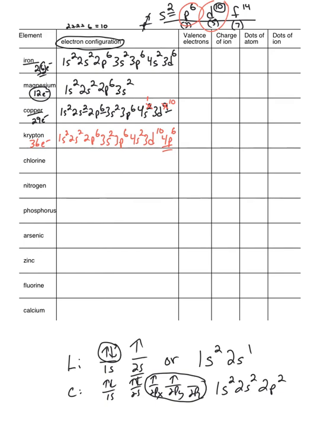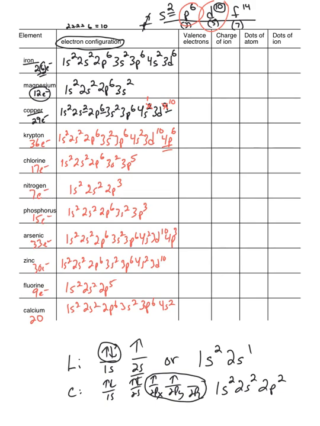All right, so again, pause the lecture and try to do the rest of the elements, doing electron configurations, to see how well you're understanding this concept. All right, so finishing these elements up, starting with chlorine. Chlorine's got 17 electrons, 1s2, 2s2, 2p6, 3s2, 3p5.